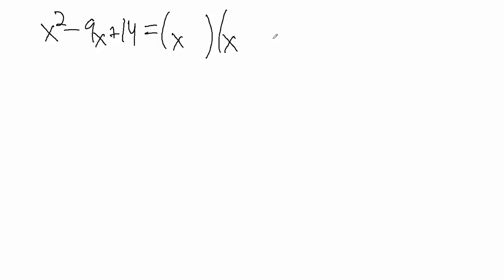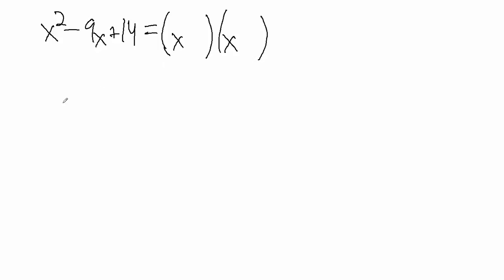Here's another example of factoring a quadratic expression. So this time let's take a look at x squared minus 9x plus 14. So again, because the leading coefficient is 1, this is just going to factor into x plus or minus something times x plus or minus something else. Okay, now what we want to do is the same thing we did before.